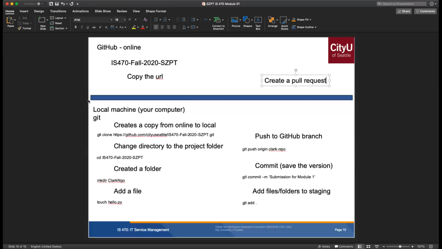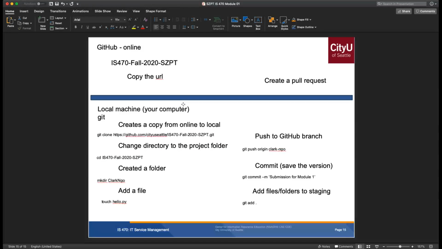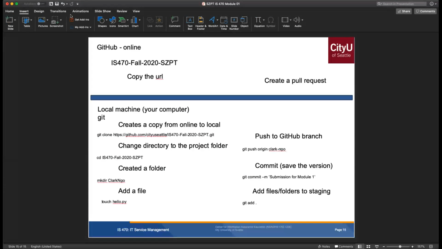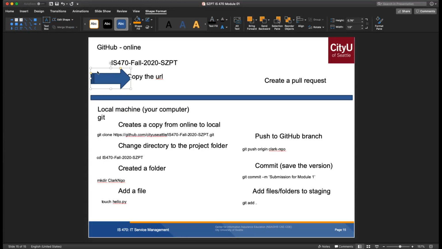Okay, let's now put some arrows as a recap, and let's just move this a bit. Insert shape, arrow, maybe a bigger arrow. This one, okay. So we first copy the URL and copy it into your local machine. Rotate that. Right, so from online you go to local, right? And we have done some steps to execute it.